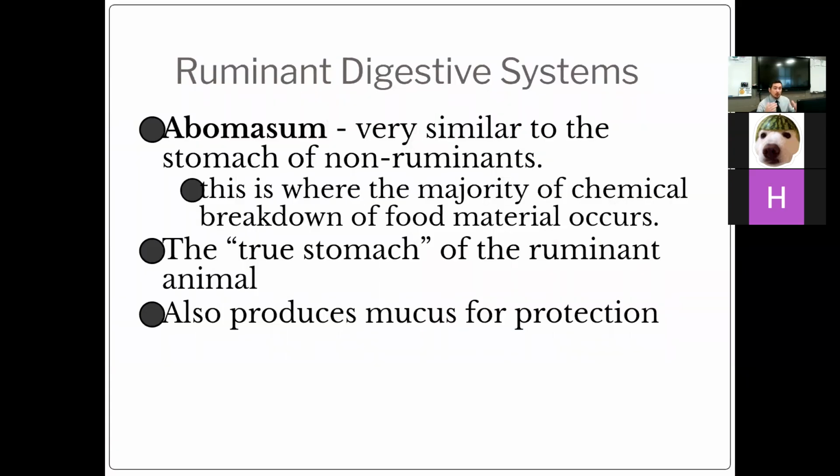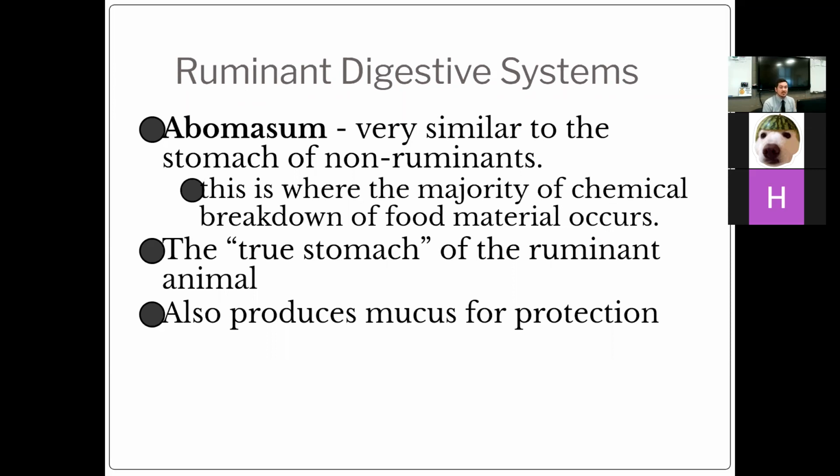So now that we've gone through the reticulum, which is the honeycomb part that actually grabs foreign material, then it ferments in the rumen. Then we go to the omasum, which grinds that material. Now we're in the abomasum, which basically all that other stuff just gets it to this point, so that this is the stomach that is most like non-ruminants.